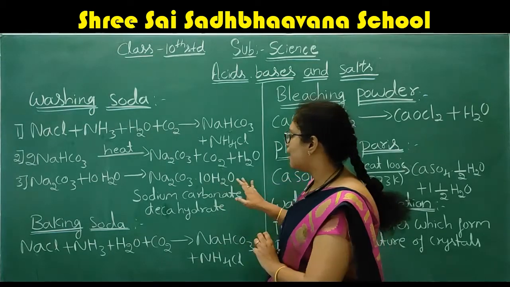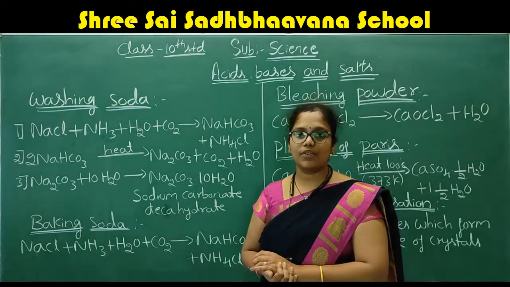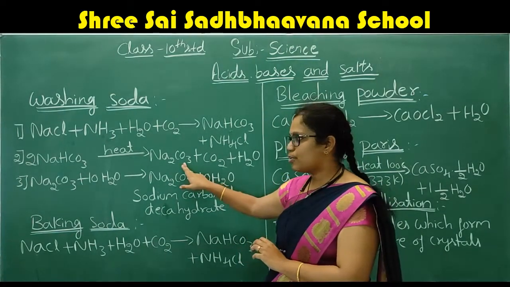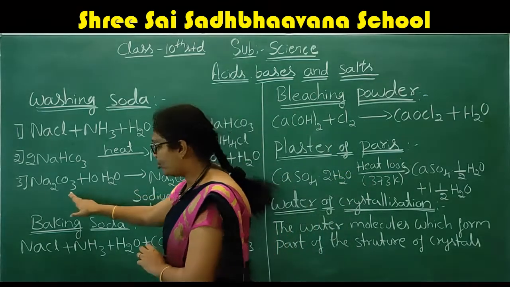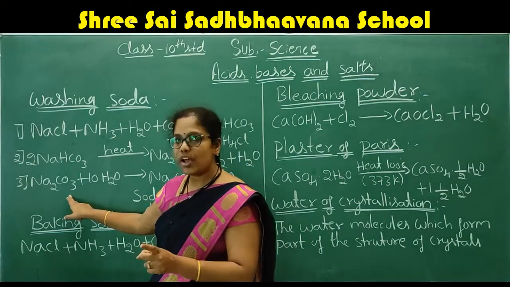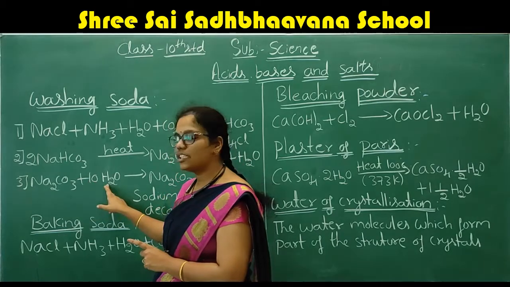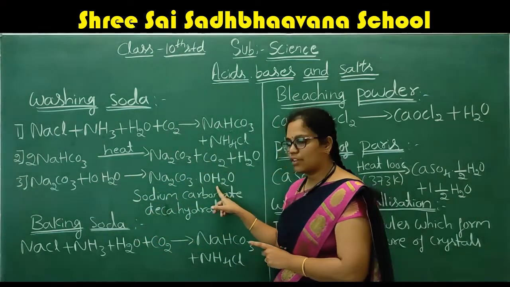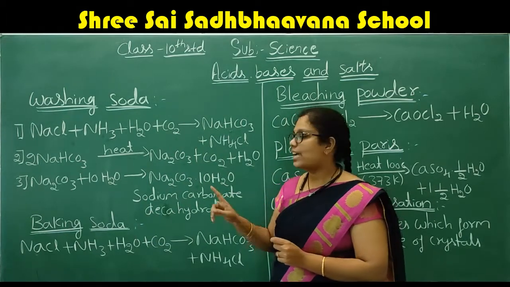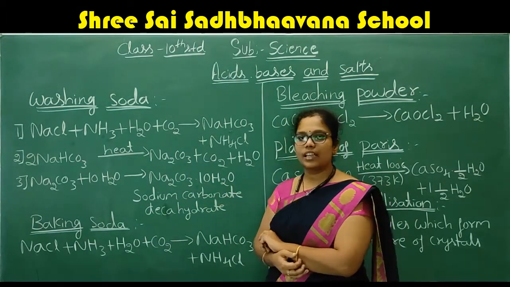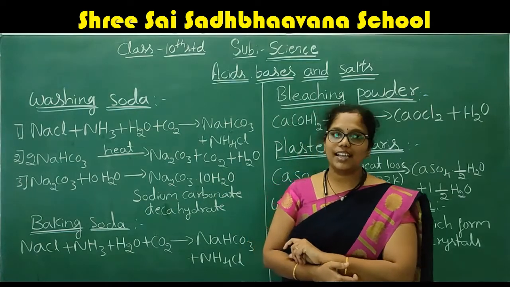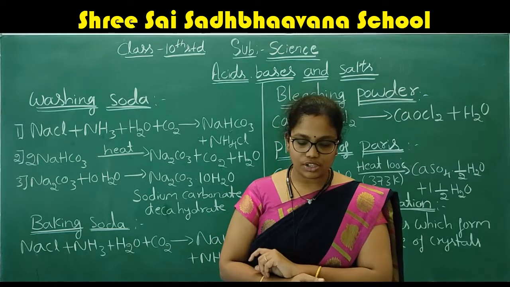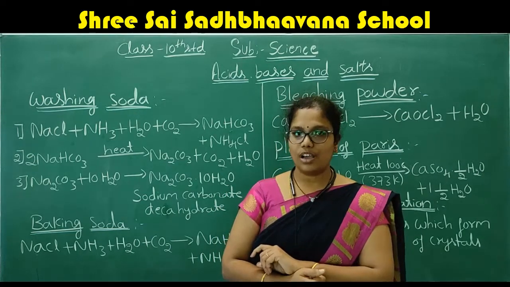After that, in the last step, the third step for the manufacture of washing soda, the obtained product, that is sodium carbonate, if it is reacted with 10 molecules of water, then you will get the product sodium carbonate 10H2O. This is what you get as washing soda. Understood how you get the washing soda? What is the formula and what are the methods?